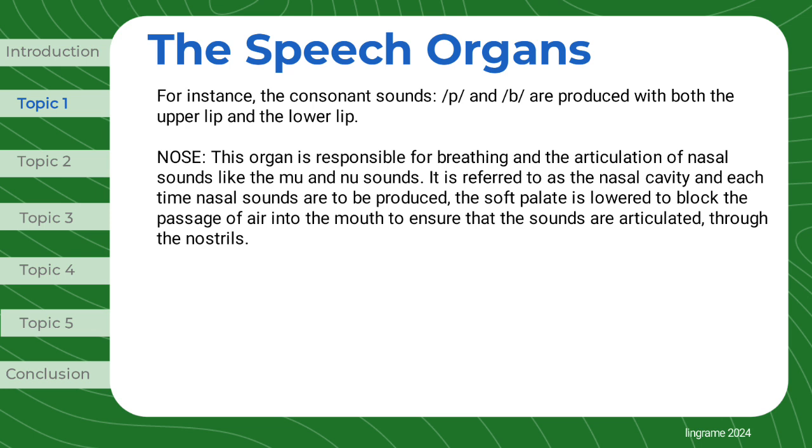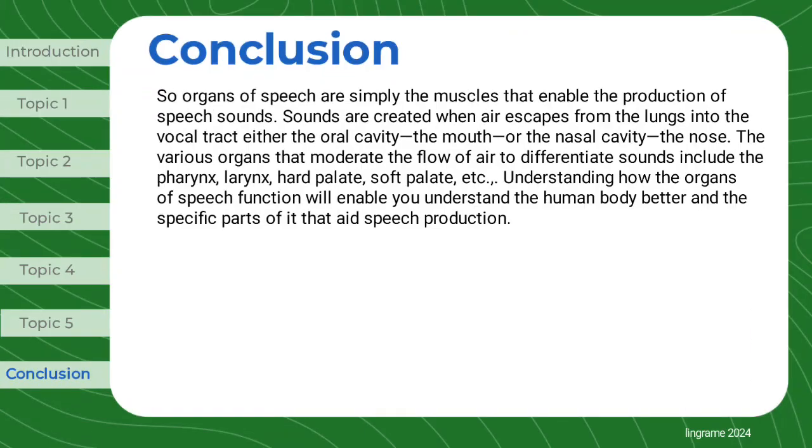Nose. This organ is responsible for breathing and the articulation of nasal sounds like the m and n sounds. It is referred to as the nasal cavity, and each time nasal sounds are to be produced, the soft palate is lowered to block the passage of air into the mouth to ensure that the sounds are articulated through the nostrils. So organs of speech are simply the muscles that enable the production of speech sounds.